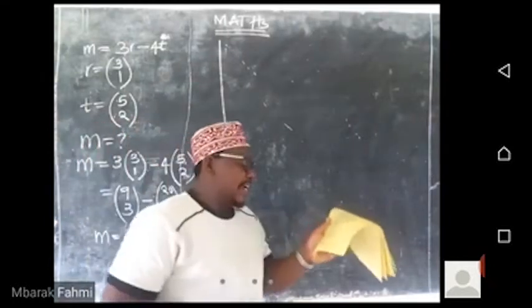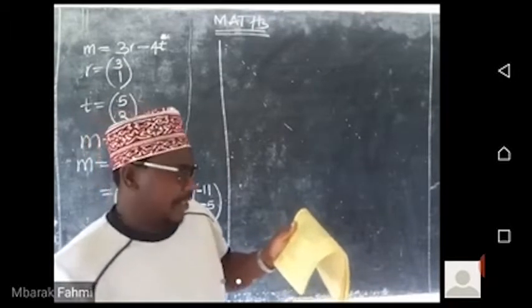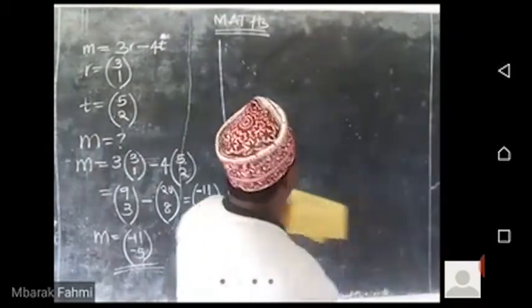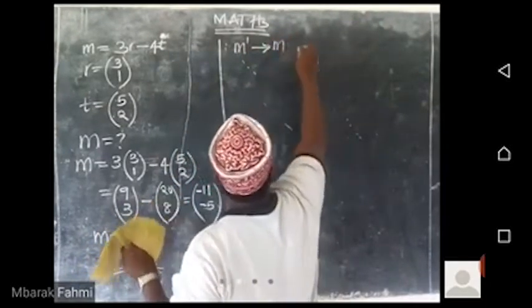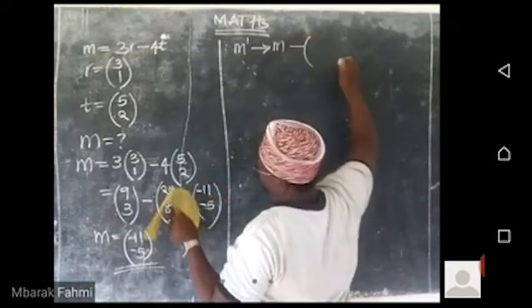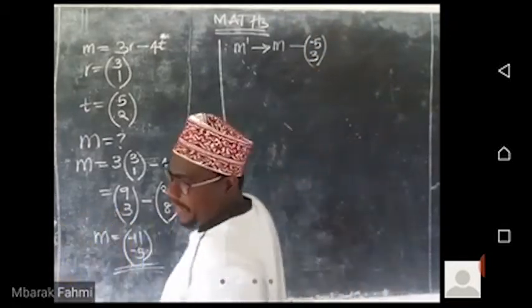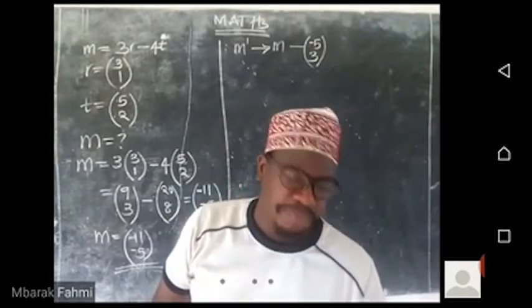Okay, and then the next one is: if m prime is the image of m under a translation vector (negative 5, 3), the question is to find m prime.